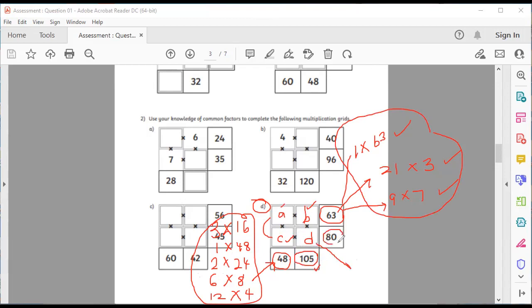Or maybe 80 will be easier. Tell me, what can make up 80? First one, 1 times 80. 2 times 40. Good. Some more? 4 times 20. 8 times 10.